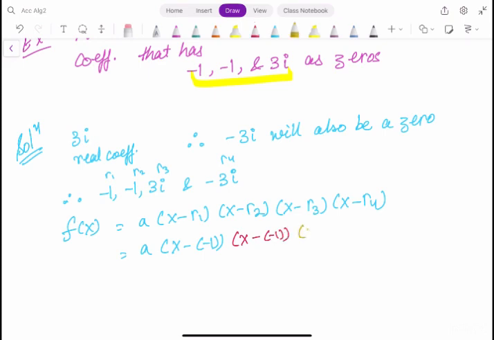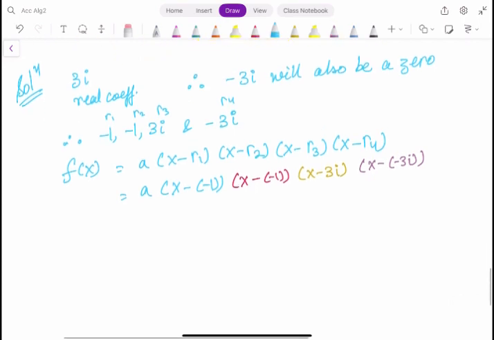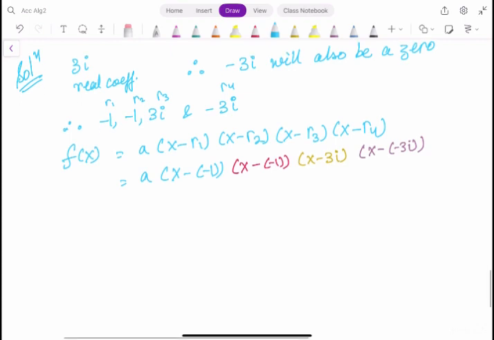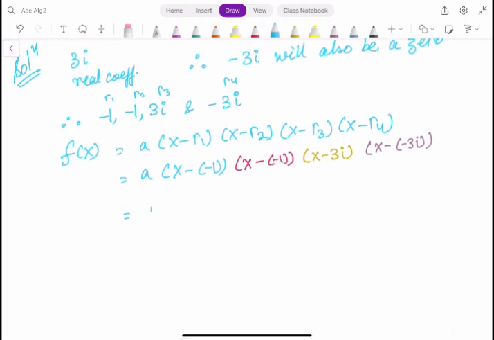So I am writing it down with different colors so that you can understand that there are 4 different roots. Let's clean this up. So you will get a times x plus 1, another x plus 1, x minus 3i, and then x plus 3i. So let's open the brackets and combine the terms. And for simplicity's sake, let's take a is equal to 1.